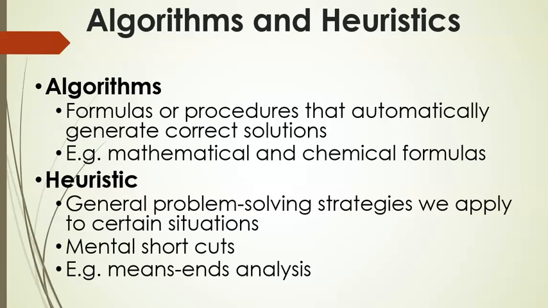Now, other than algorithms, there's also this thing called heuristics. These are general problem-solving strategies that we can apply to certain situations. So these are mental shortcuts, okay? Algorithms will solve a problem, whereas a heuristic is a strategy we can use to speed up solving the problem, okay? So it's really just that mental shortcut.